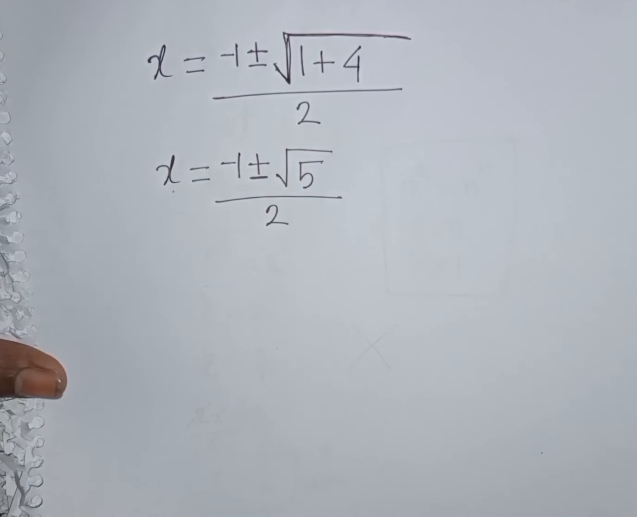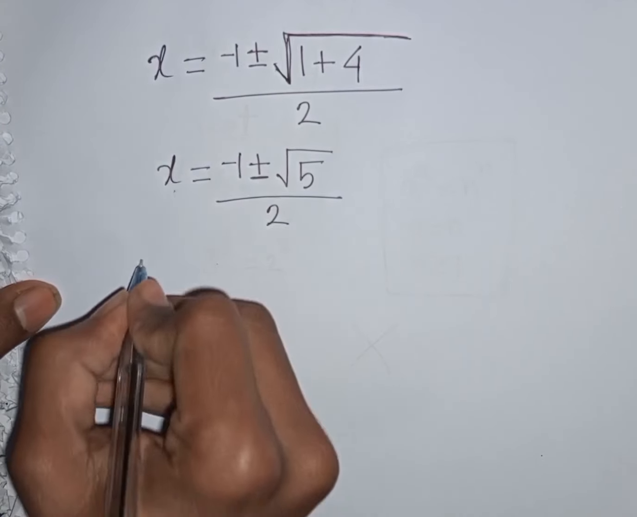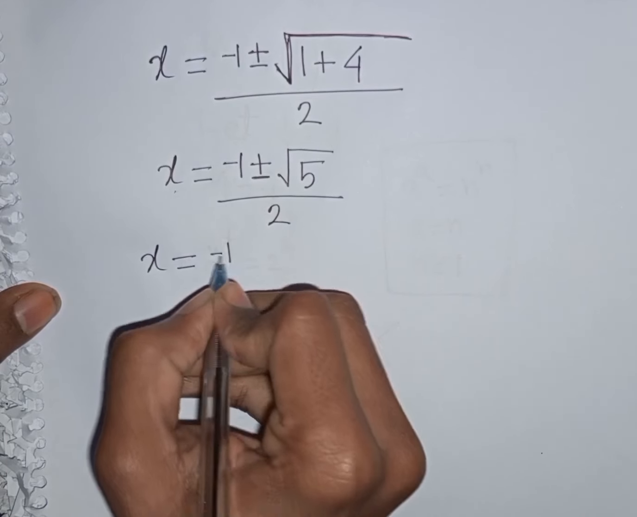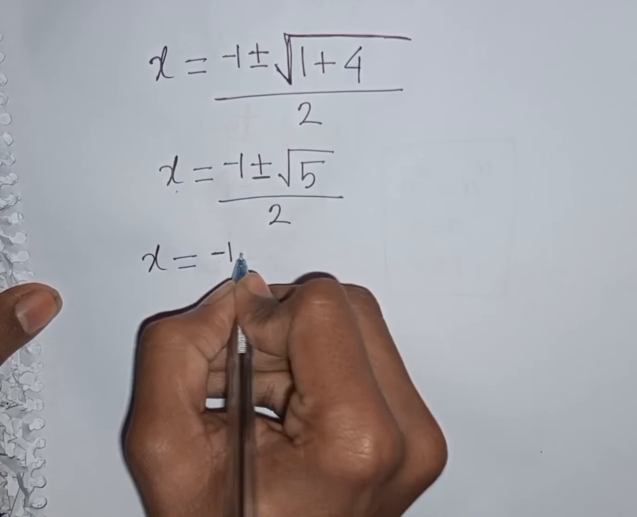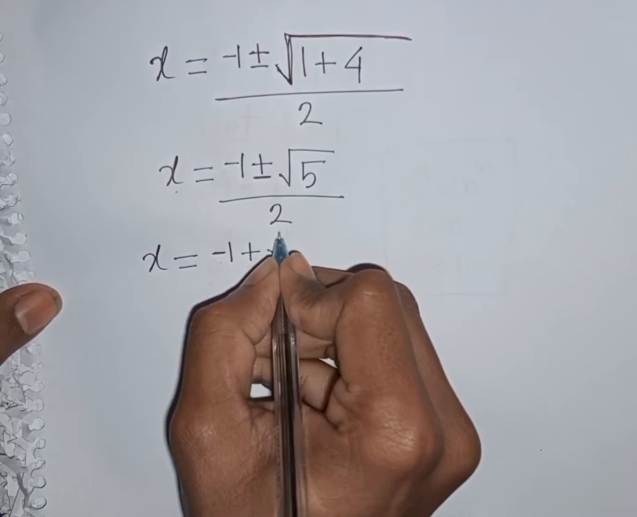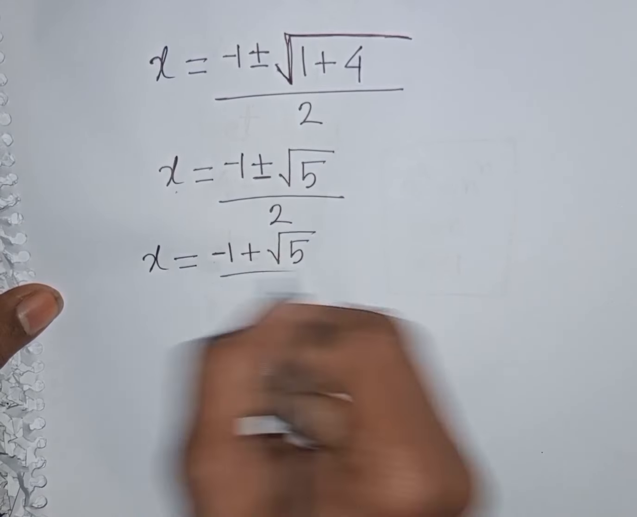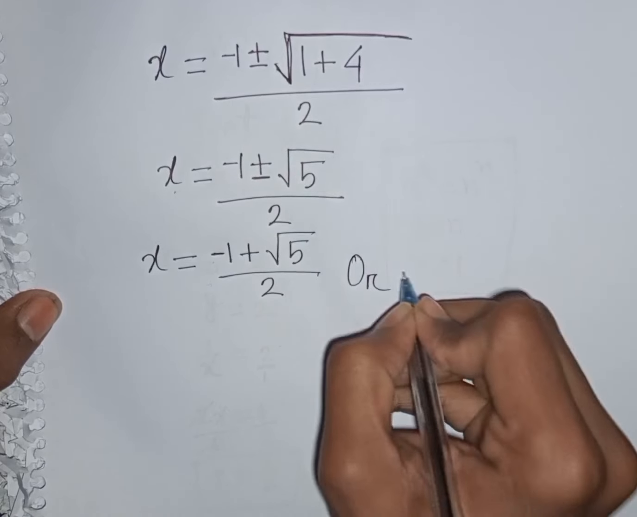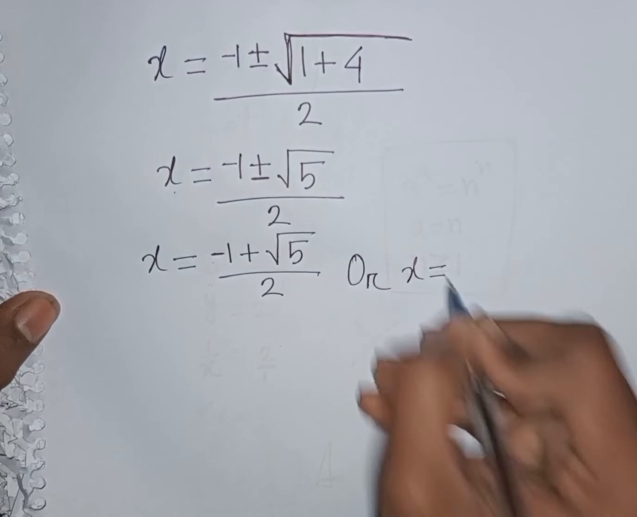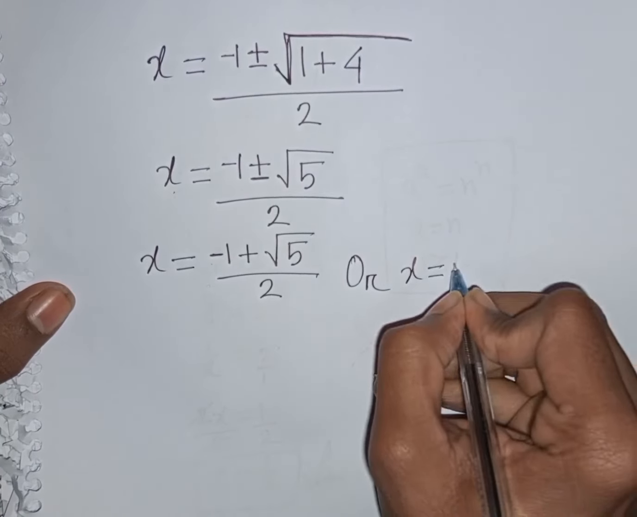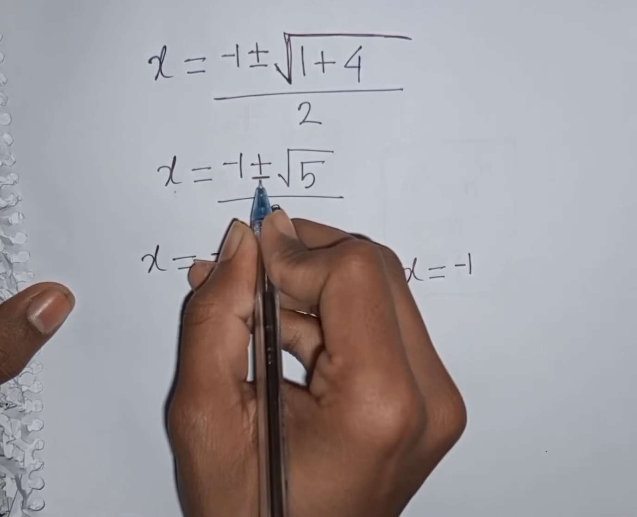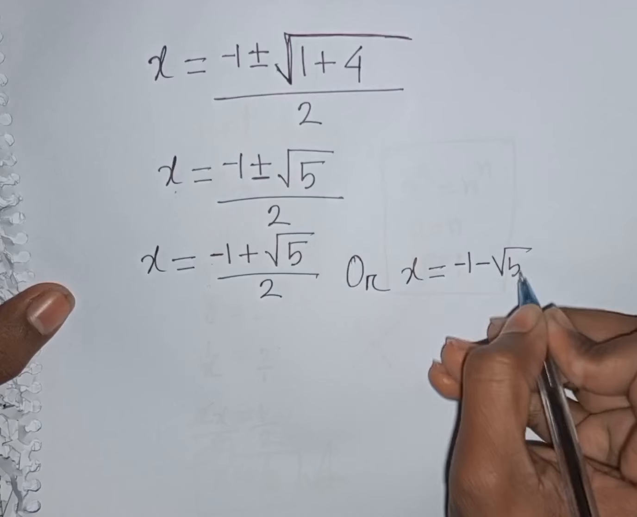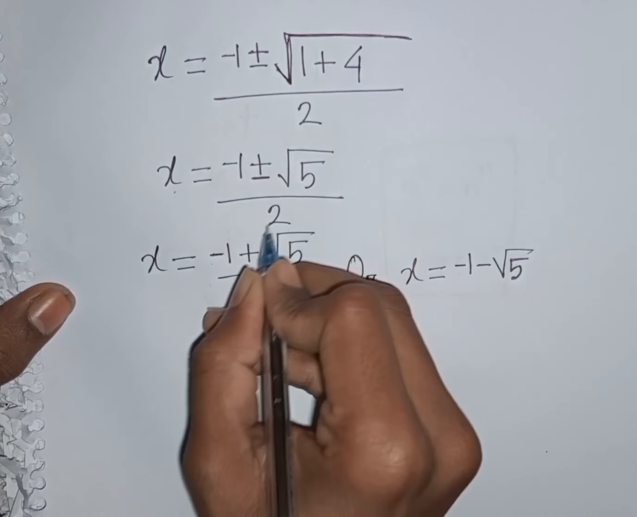Now we see here two cases, so you can write here, x is equal to minus 1 plus square root of 5, divided by 2, or x is equal to minus 1 minus square root of 5, divided by 2.